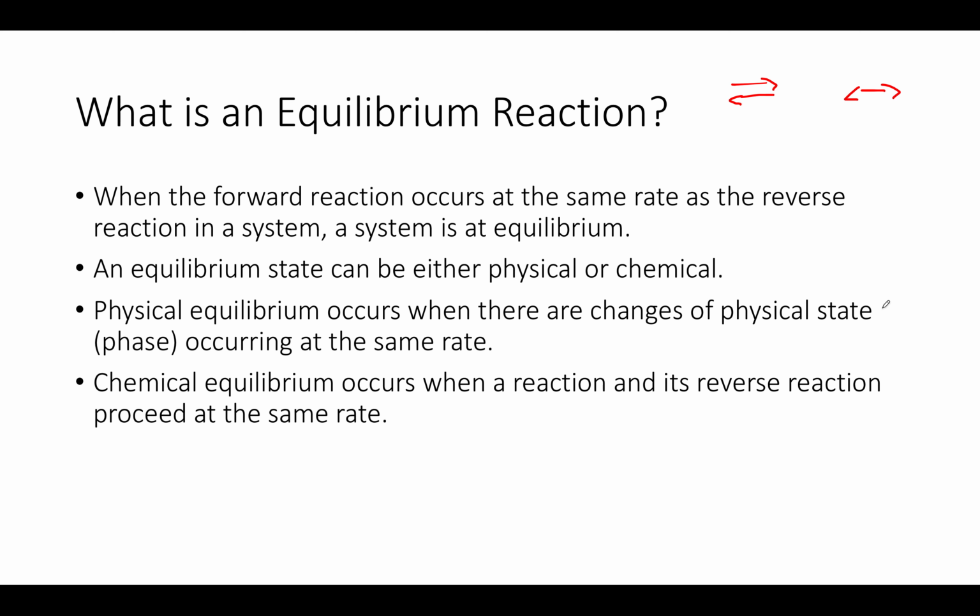So an equilibrium reaction is when the forward reaction, your reaction going to product, is the same as the reverse reaction where your products are going to reactant. An equilibrium state can be physical or chemical depending on the change back and forth that is occurring. The forward reaction is the reaction going from left to right. You're going from reactant to product. The reverse or backwards reaction is going from products to reactants.